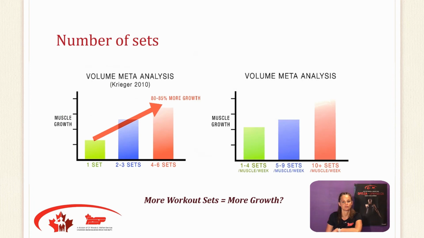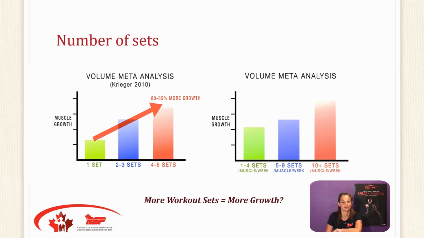So we already know that more volume leads to more growth. For example, this graph shows that as you increase the number of sets performed per exercise, muscle growth increases as well. In fact, comparing 4 to 6 sets to a single set, you would experience around 80–85% more growth. So based on this alone, we would think that more volume is better. In fact, many would now assume that performing 5 sets for all the exercises in our workouts, or just doing as much as possible, would be optimal for growth.